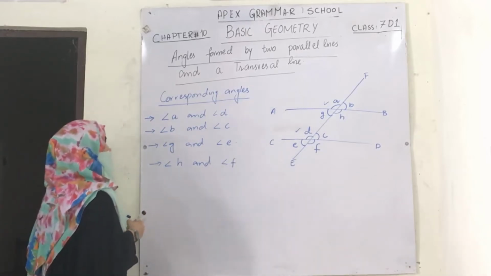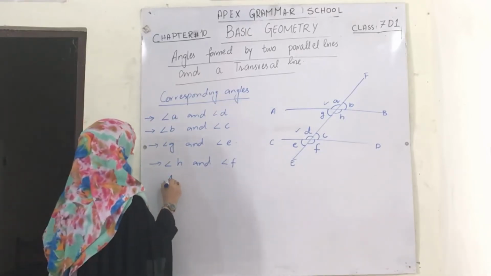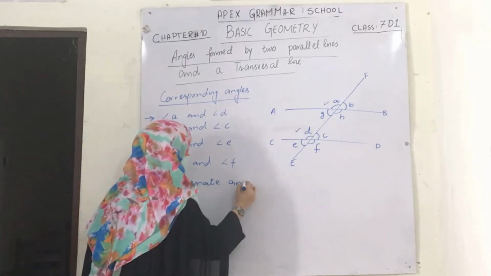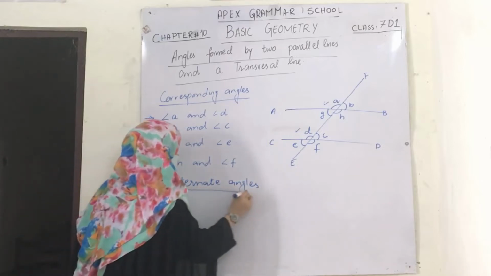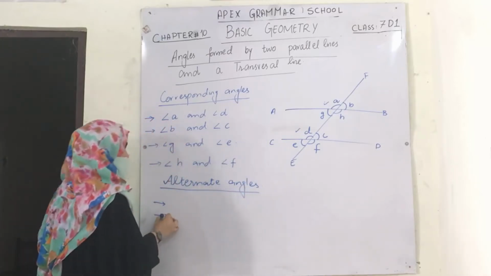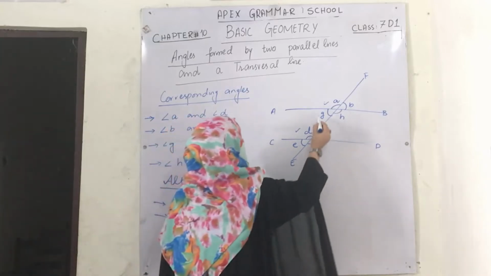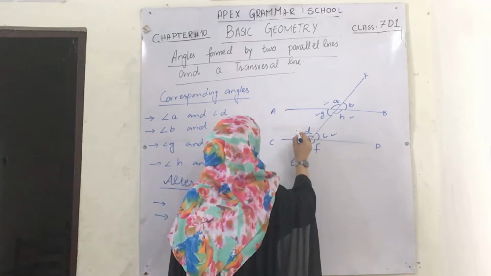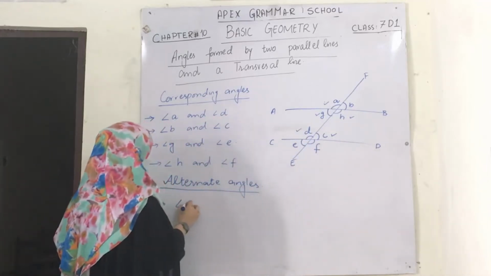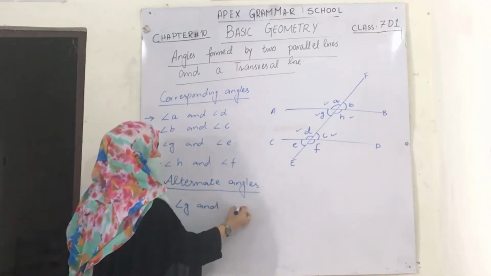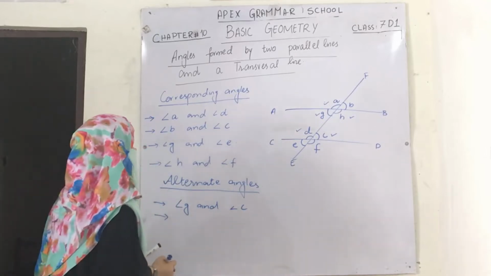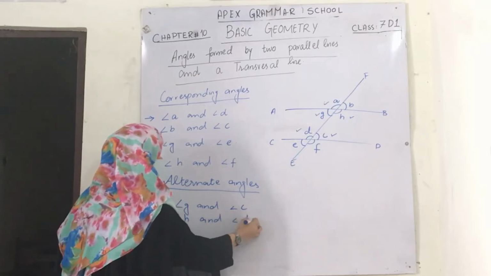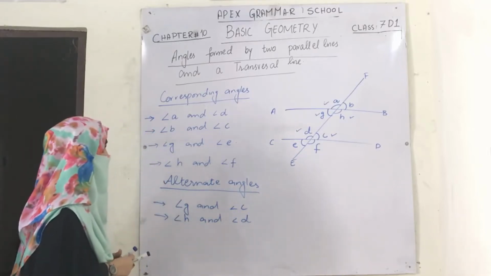Next we will see the alternate angles. For alternate angles, again you need to go back to the figure. Angle B and G, and C and H are alternate angles. Angle G and angle C are alternate angles. Angle H and angle D are again alternate angles.